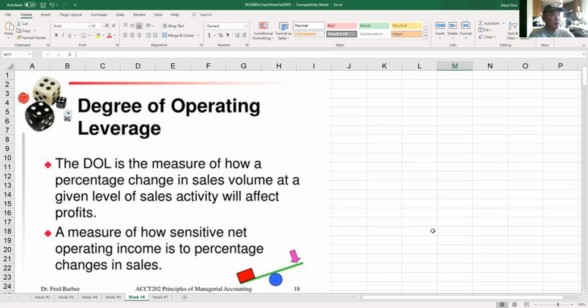And the first leverage ratio that we want to look at is called the degree of operating leverage. The DOL is a measure of how a percentage change in sales volume at a given level of sales will affect profits. A measure of how sensitive net operating income is to a percentage change in sales.